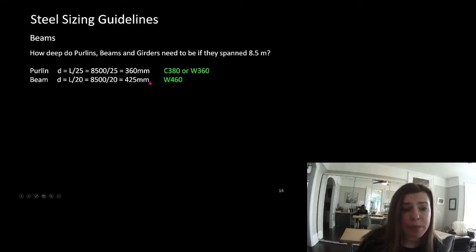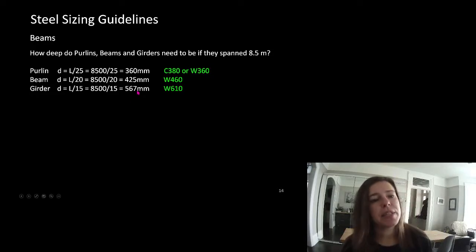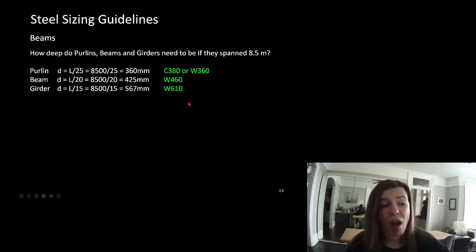A W410 would probably be something we'd bonk our head on, or we would underestimate the depth of our floor system. So we should go with the W460. So for the preliminary drawing set, a W460 would be a really good thing to draw on this. And for a girder, this was a member we knew was working really hard. We've got 8,500 divided by 15. We get 567 millimeters deep. We know they don't make a member that is 567 millimeters deep. So if we go back to that list, a W610 is a really good choice to draw on our drawing set.